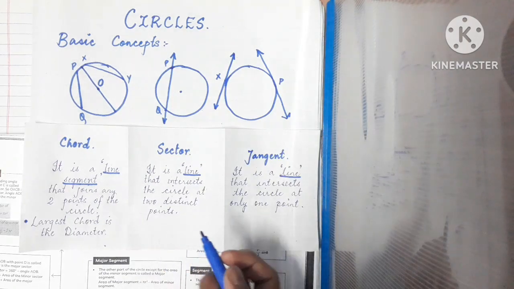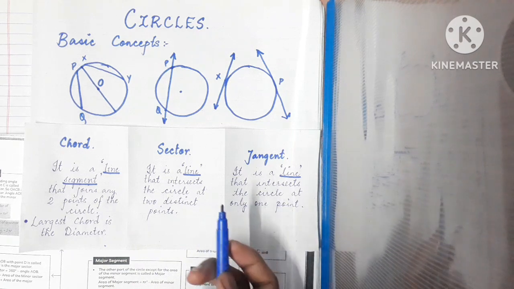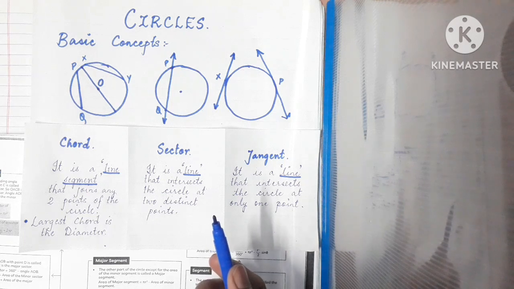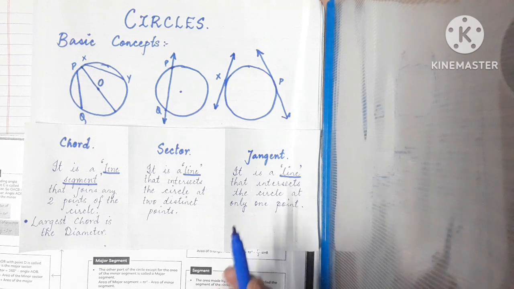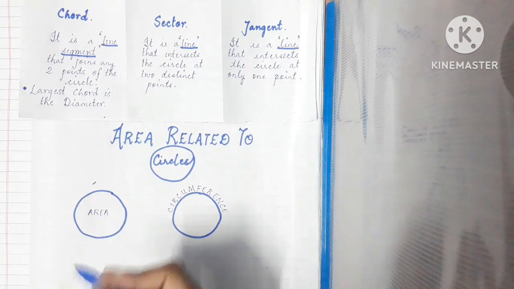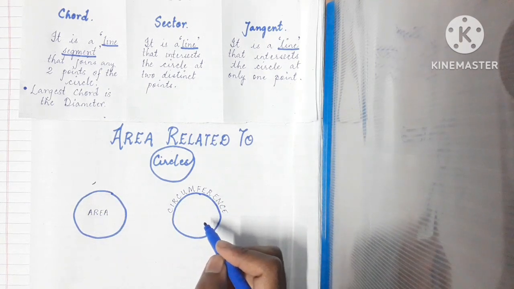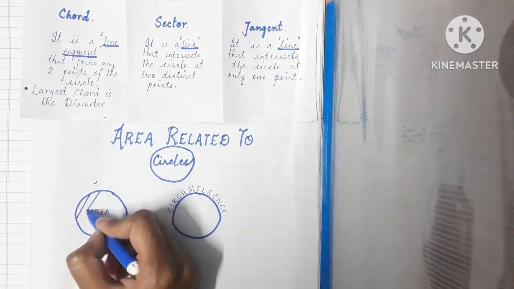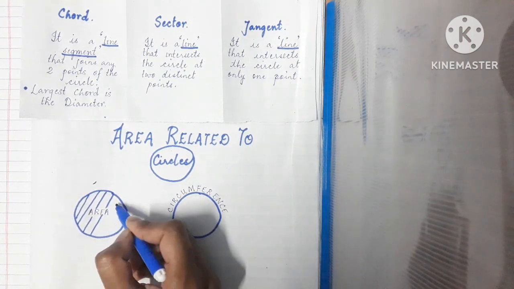So I hope you understood all the three basic terms that are related to a circle. Now we will move on to the concept of areas related to circles, all the formulas, all the types of questions and the methods that you have to use. So first of all, you must know what is the area of a circle and what we mean by the circumference of a circle. So the area of a circle is nothing but this surface. This entire surface is called the area of the circle.